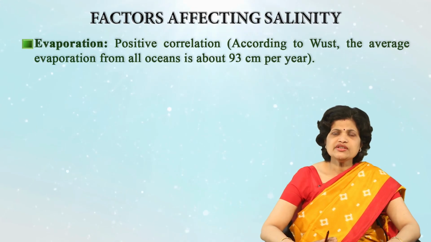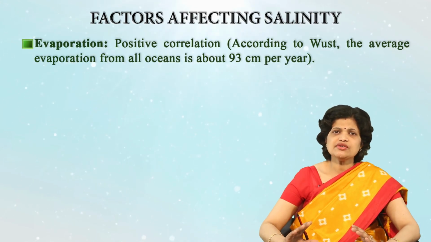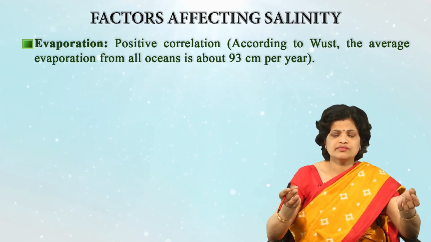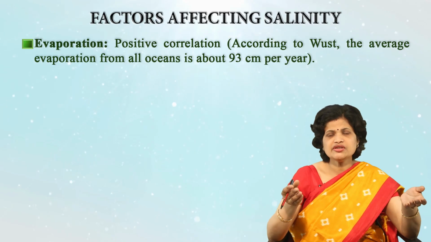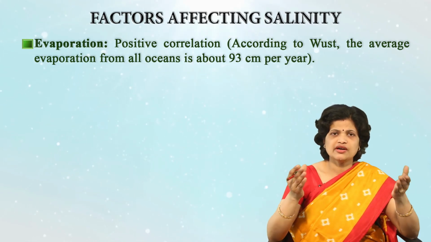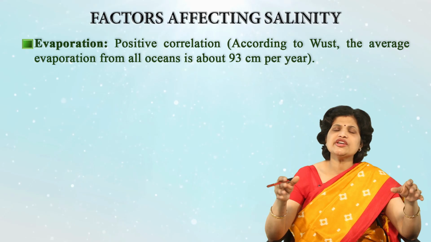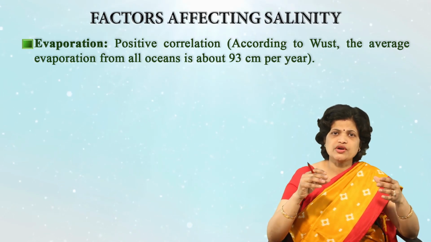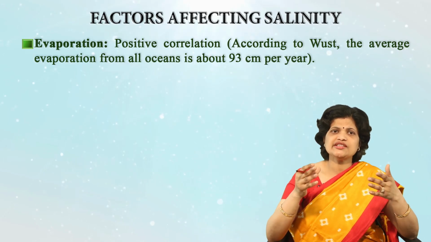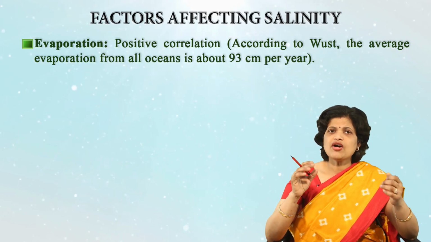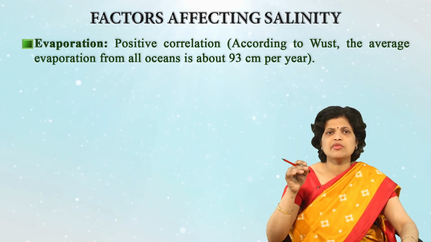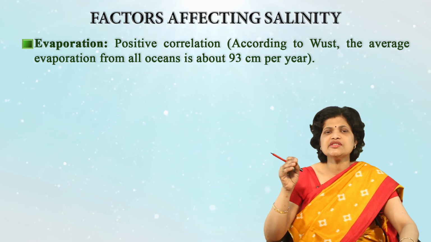Evaporation has a positive correlation with salinity, because during the process of evaporation, the water content of the seawater evaporates, and what is left behind are the salts. So definitely salinity will increase. According to us, the average evaporation from all oceans is about 93 centimeters per year.